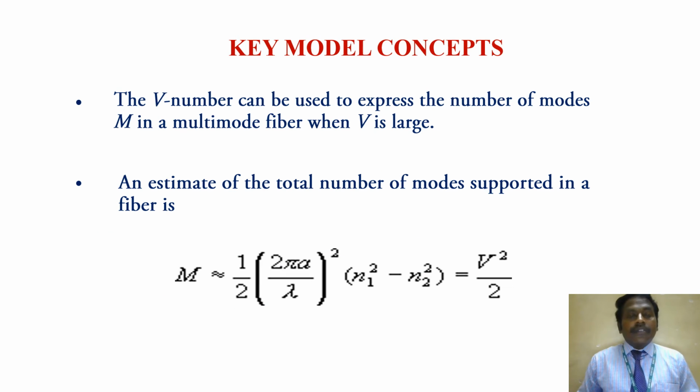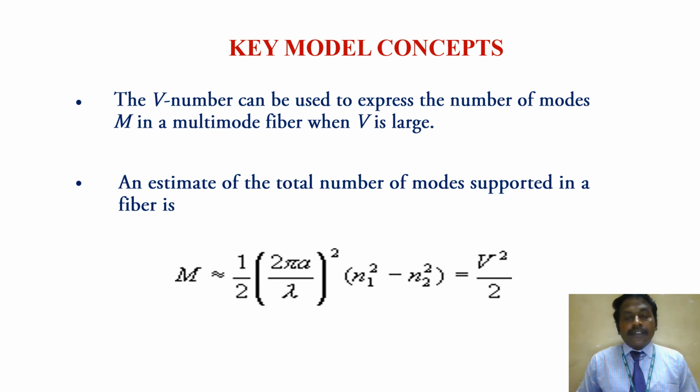Then we have the concept of key model, which means the mode theory, where we are going to talk about an important parameter called the V number. That is called the normalized frequency. The V number can be used to express the number of modes, capital M, in a multimode fiber when V is large. An estimate of the total number of modes supported in any fiber is, in general, M approximately equal to 1 by 2 of (2 pi a by lambda) whole square into (n1 square minus n2 square).